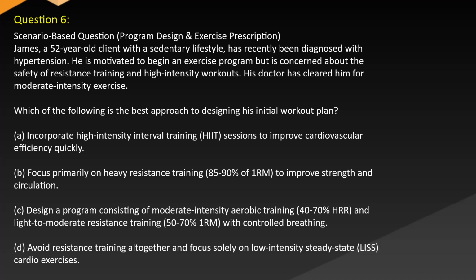A. Incorporate high-intensity interval training, 3 sessions per week, to improve cardiovascular efficiency quickly. B. Focus primarily on heavy resistance training, 85-90% of 1RM, to improve strength and circulation. C. Design a program consisting of moderate intensity aerobic training, 40-70% HRR, and light to moderate resistance training, 50-70% 1RM, with controlled breathing. D. Avoid resistance training altogether and focus solely on low intensity steady state, LISS, cardio exercises.